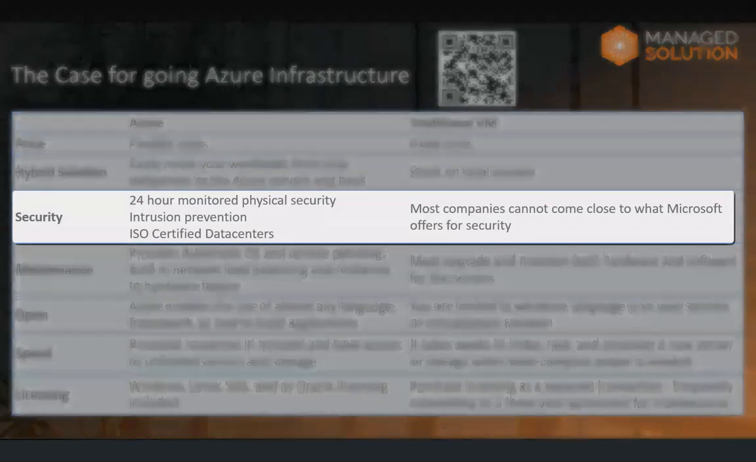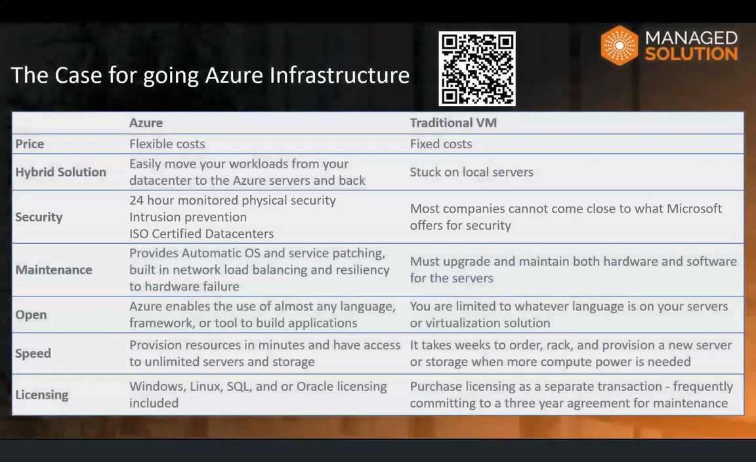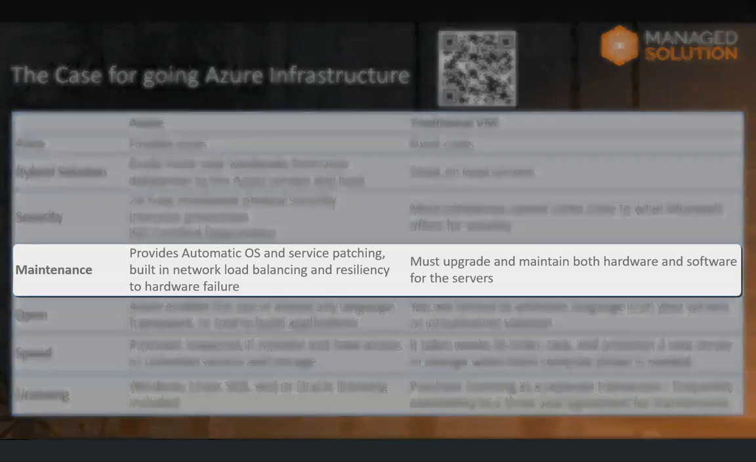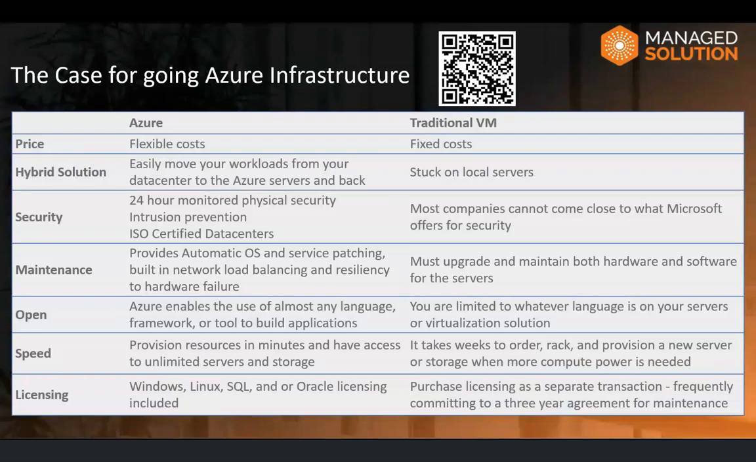In terms of security, and by the way, this is huge, Azure offers 24-hour monitored physical security, intrusion prevention, and ISO certified data centers, whereas in a traditional VM infrastructure, most companies can't even come close to what Microsoft offers for security. For maintenance, Azure provides automatic OS patching, and this is great if you want Microsoft to do that. Now, you do have the option to have that responsibility, but keep in mind, Azure is built on load balancing and resiliency, and that's going to help keep your business continuity up and running. Traditional VMs, on the other hand, you've got to upgrade and maintain both hardware and software for the servers, and this is going to cause disruption, perhaps, in the environment.